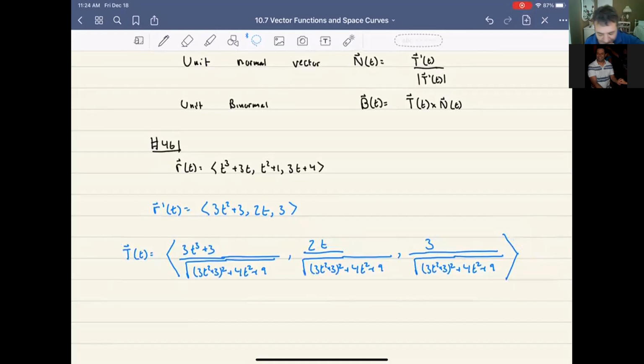Now, in order to find the normal, I'm going to have to take the derivative of these terms, which I really don't want to do, and then divide by the norm, okay? And then take the cross product of those two vectors. I really don't want to do any of that. I don't have to, because I cheated.